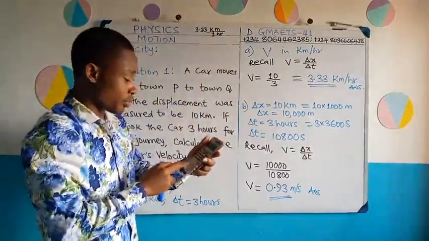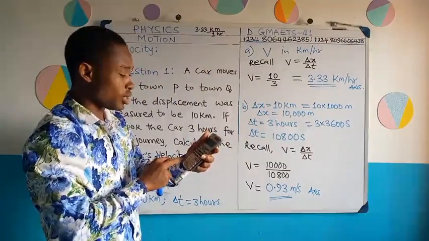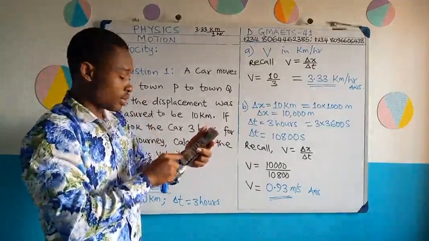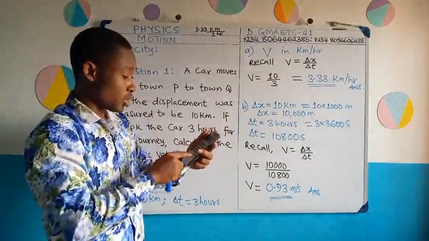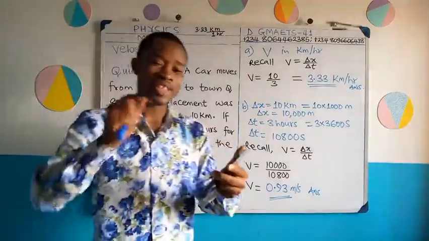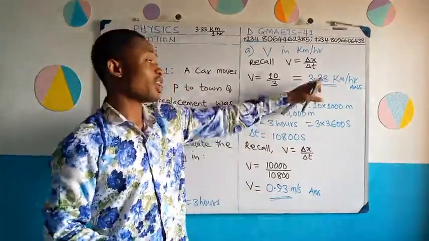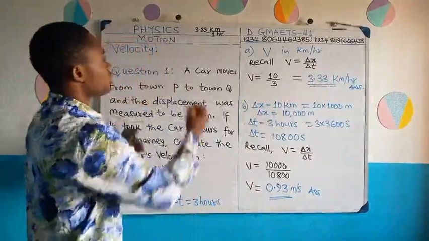3.33 multiplied by 1,000, which is a kilo. Then whatever you get, you divide it by 3,600. Good. So this gave me 0.925, which is approximately 0.93. So you can actually convert directly from here. Let me show you here.